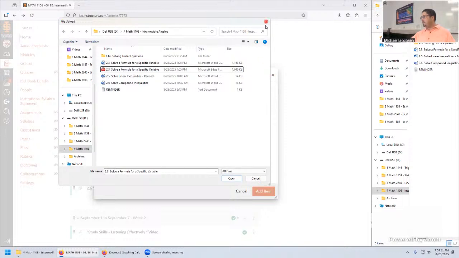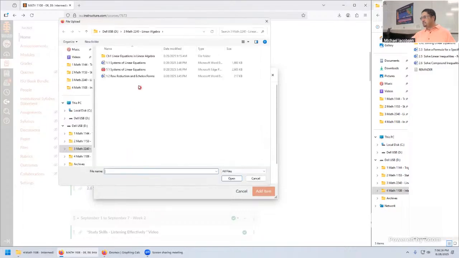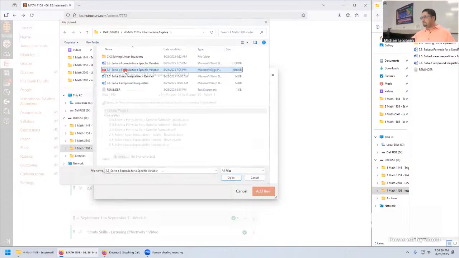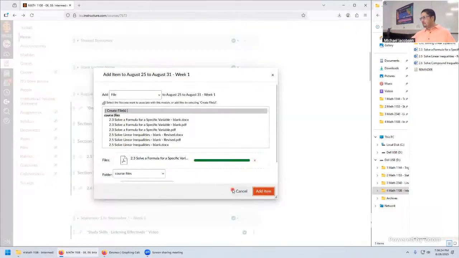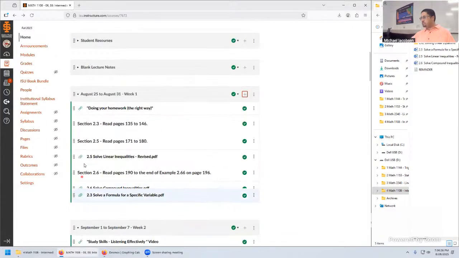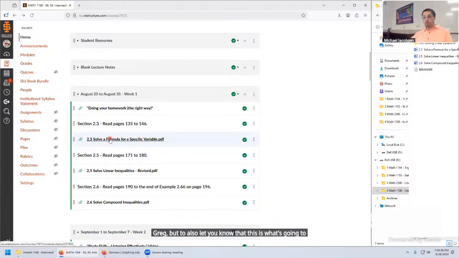Hang on, I think my computer is upset with me. Okay, there we go. Add item. And there it is back again. Really just showing that demonstration gives us a bit of a mental break, but to also let you know that this is what's going to happen with each one of these notes.